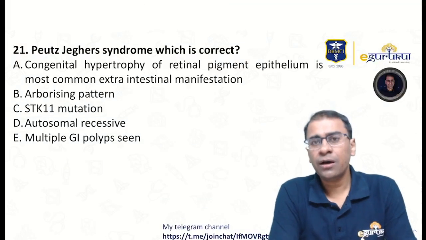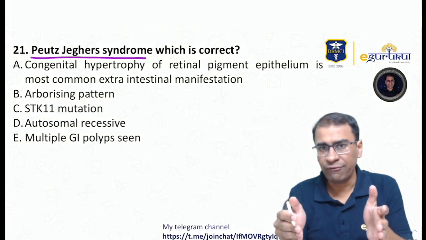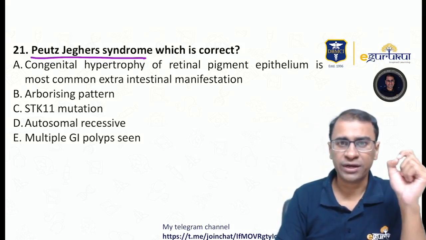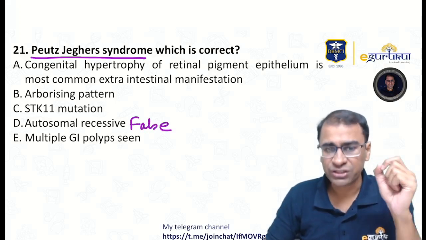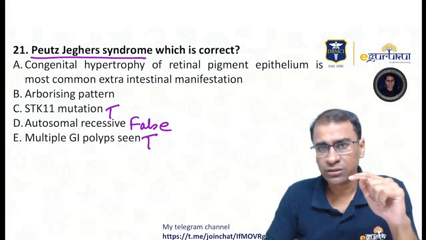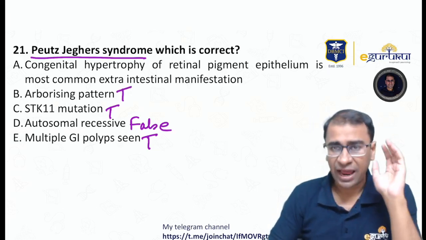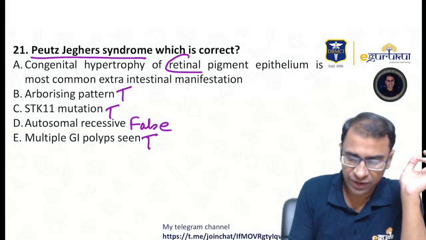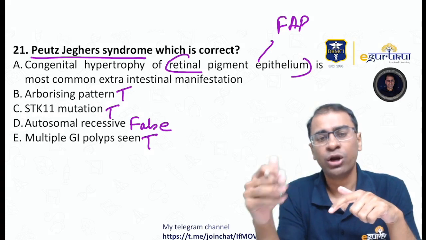21. The question is asking you about Peutz-Jeghers syndrome. I told you a table in which I told you the juvenile polyposis syndrome and the Peutz-Jeghers syndrome. The Peutz-Jeghers syndrome shows what? It is an autosomal dominant disease in which you see multiple GI polyps. There is an STK11 mutation, unlike the SMAD4 seen in juvenile polyposis syndrome. It is an arborizing pattern, which is a histopathology. And remember, it shows mucocutaneous oral pigmentation and not this, because this finding is seen in what? It is seen in FAP, familial adenomatous polyposis.